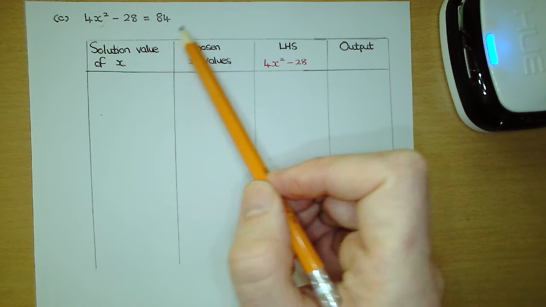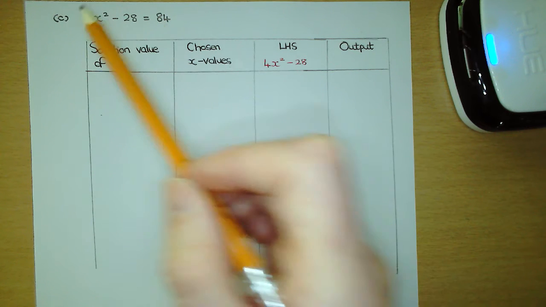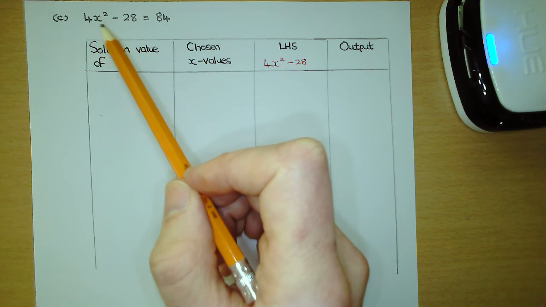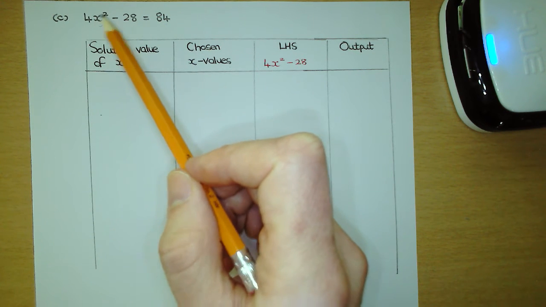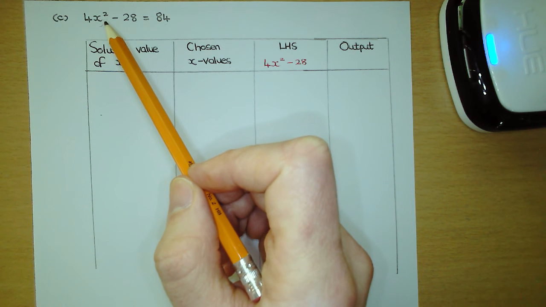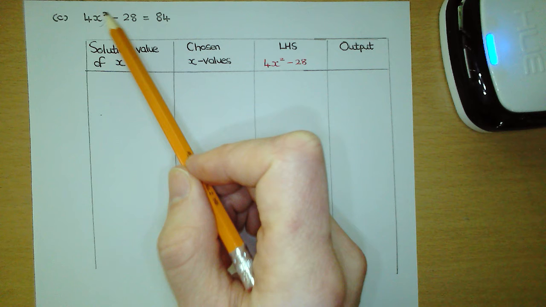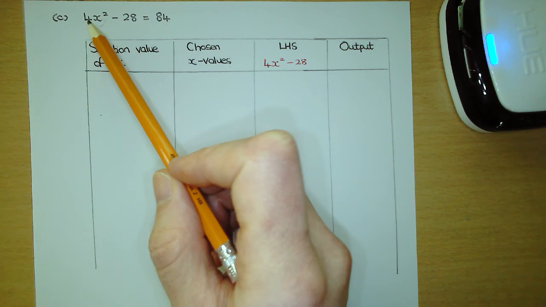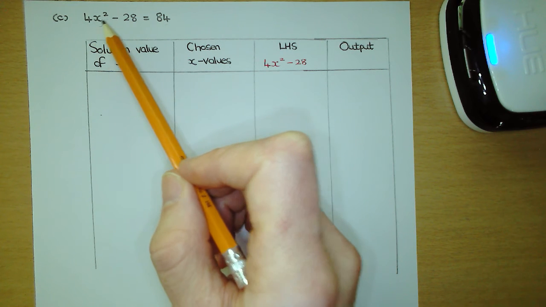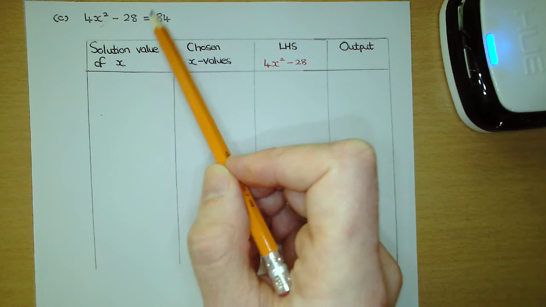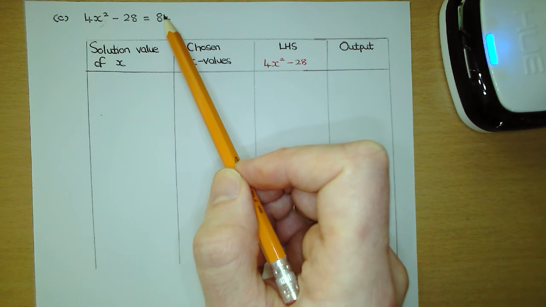So because the target number is quite large and we're subtracting here, my suspicion is that we're going to have to start with a higher x value than 1. Now let's say, for example, we chose x as 5, right? 5 squared is going to give you 25. Multiply that by 4, you get 100. And 100 subtract 28 is going to leave you with 72, which is just smaller than the target number.